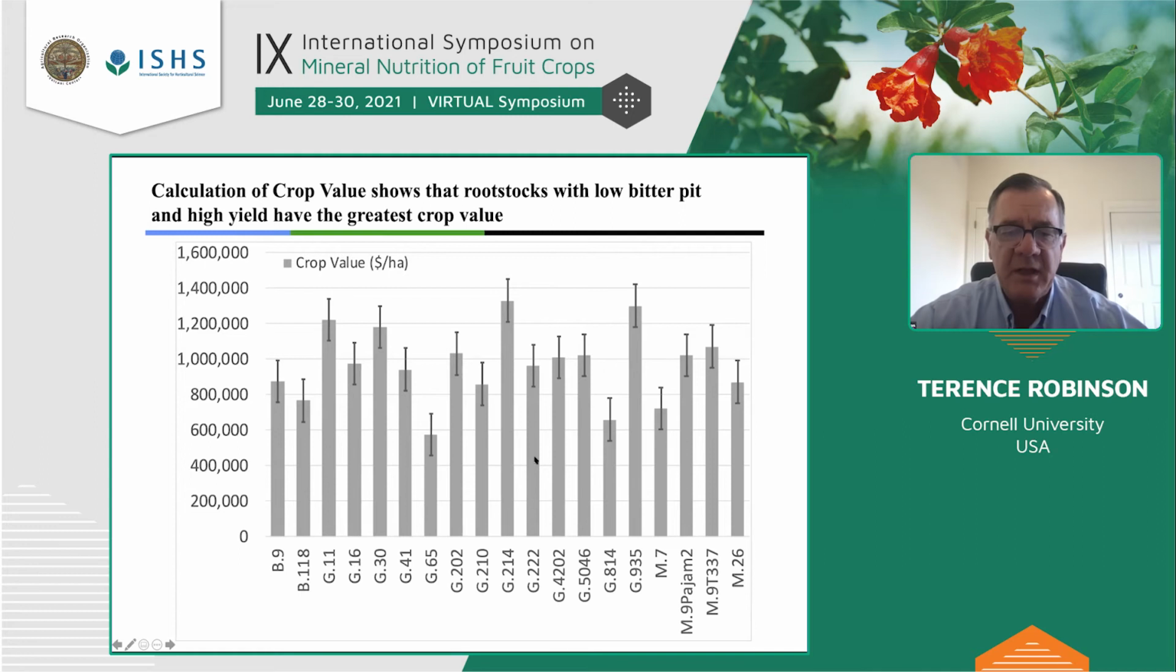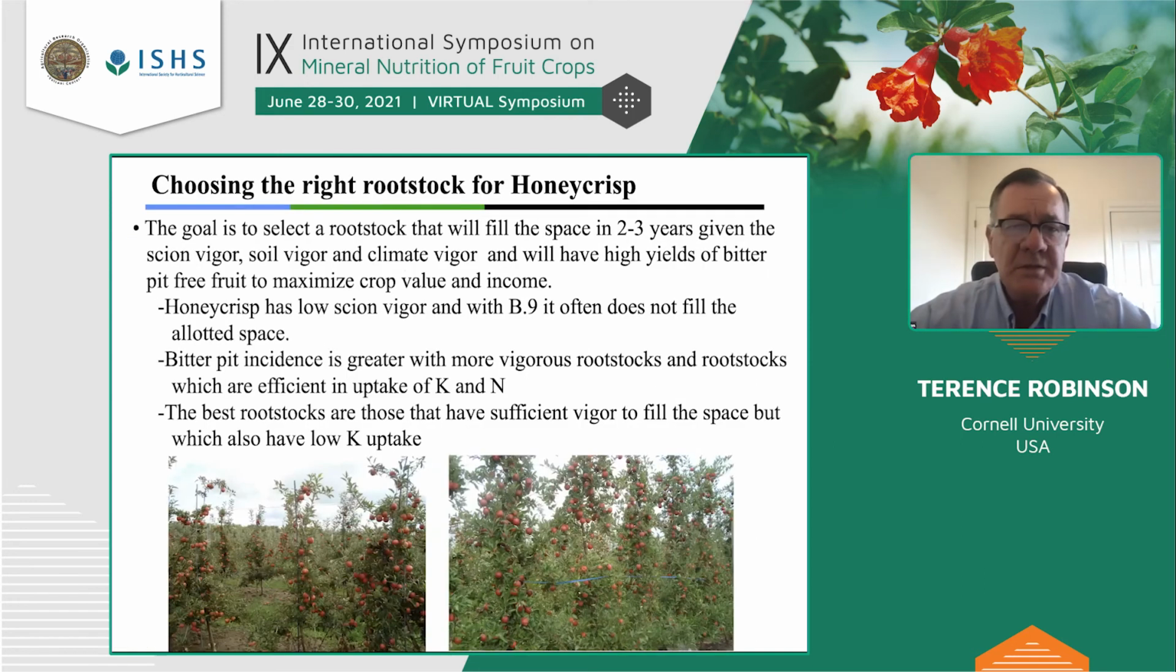I want to end this slide by just showing the Geneva 210 data. It had some of the highest yields, but because of relatively high bitter pit incidence, its crop value was no better than B9 or some of the other rootstocks, including M7. This has led us to this dilemma and concern to help growers choose the right rootstock for Honeycrisp.